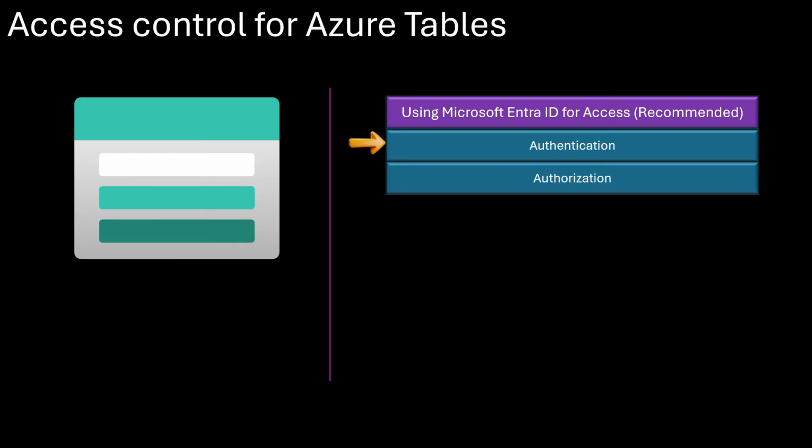As part of authentication, a security principal, which could be a user, group or application, is authenticated by Microsoft Entra ID, which then issues an OAuth 2.0 token. And as part of authorization, the token is included in the request to Azure Table, and Azure RBAC roles determine what actions the principal is allowed to perform. This method is available for all general purpose storage accounts created with the Azure Resource Manager model.